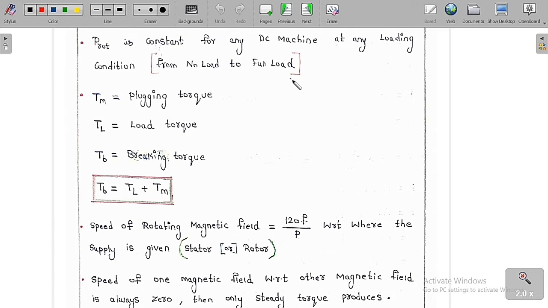All these things I have already told you. So it is always constant irrespective of the loading, from no load to full load. Therefore, the rotational loss is constant for any DC machine at any loading condition from no load to full load.